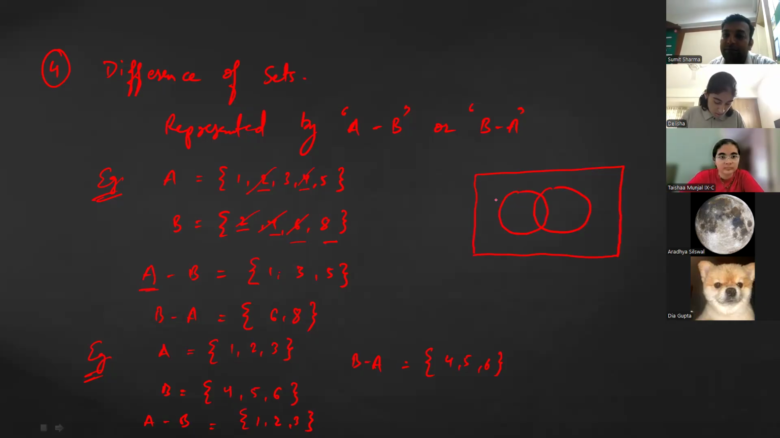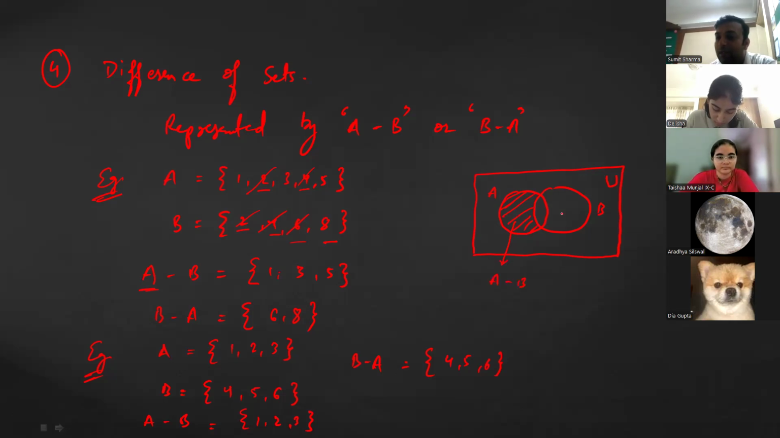So if this is A, this is B, and this is the universal set. A minus B basically represents all the elements of A except the common elements of A and B. तो कॉमन एलिमेंट्स को अगर हम A में से हटा दें तो इसमें जो शेडिंग होगी, it will be this region. A में से हमने कॉमन एलिमेंट्स को हटा दिया, which are in A and B. So this shaded region is called A minus B.